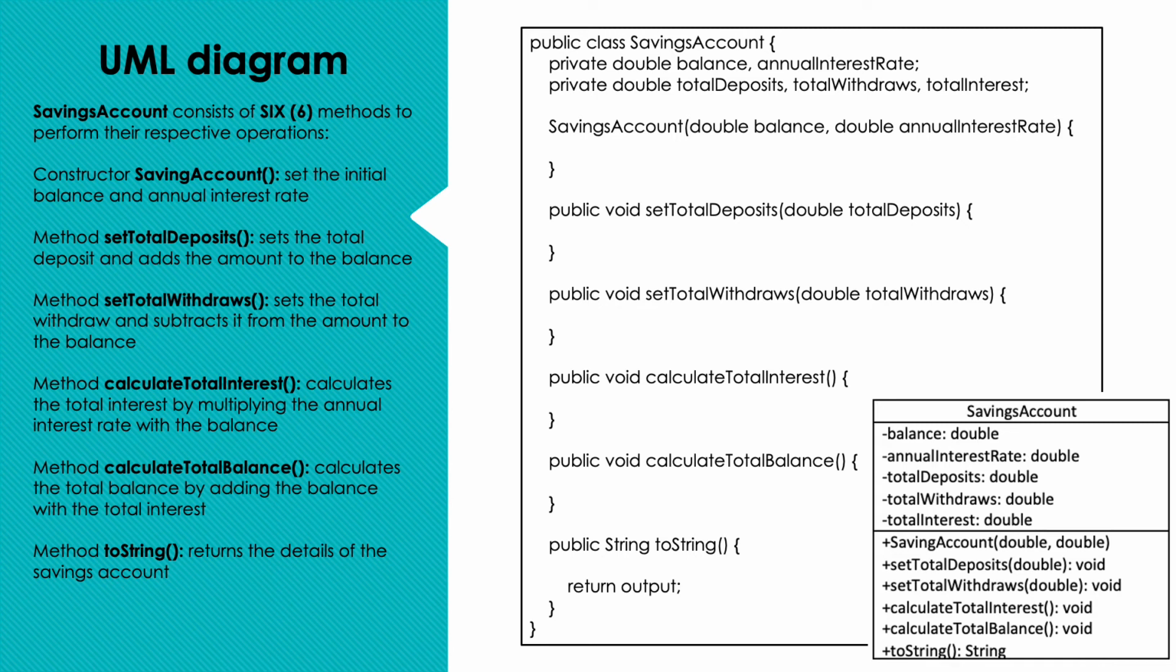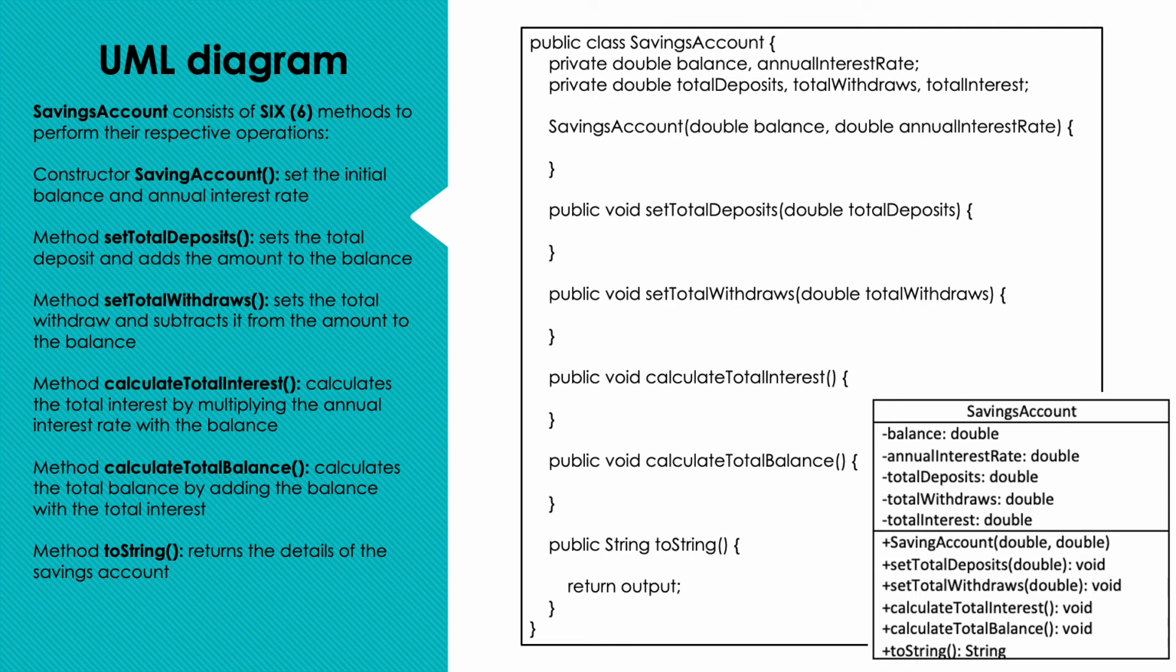Okay, and then we need to write the constructor. So we have SavingsAccount. It takes in 2 inputs. In the instruction, it says that you will need to set the initial balance and annual interest rate. So 2 inputs that it will take in. The first one is double balance. The second one is double annual interest rate.